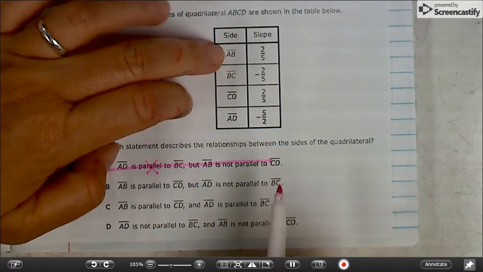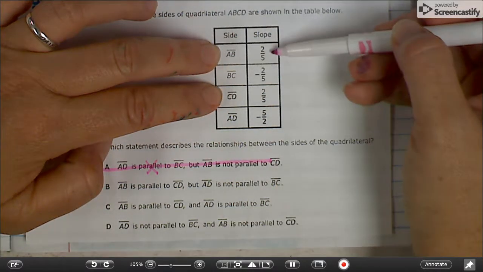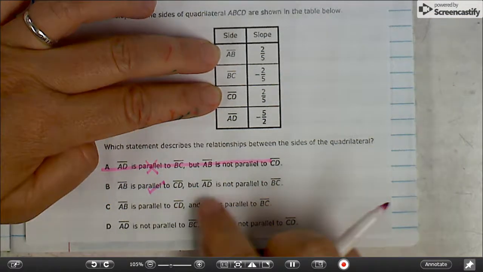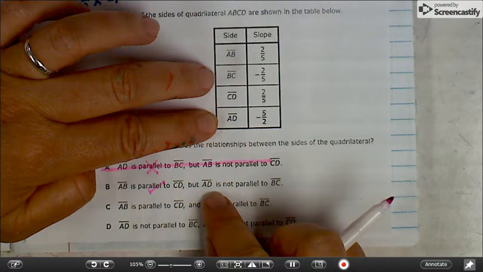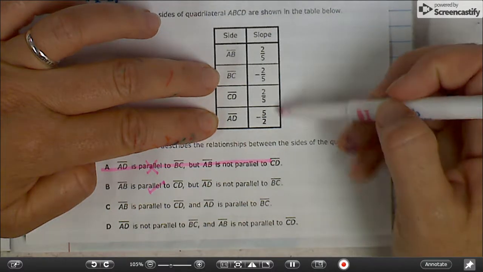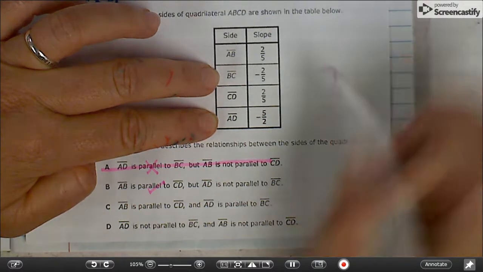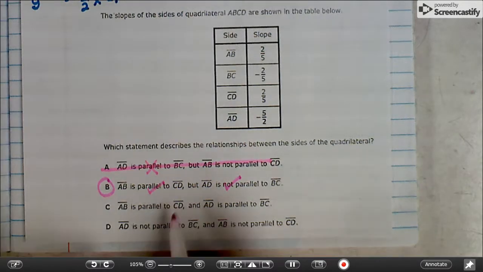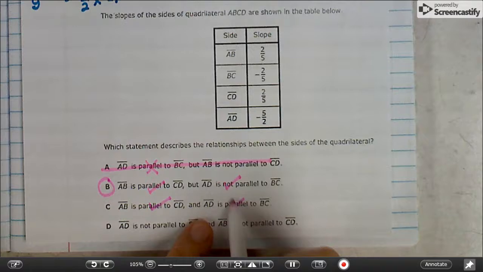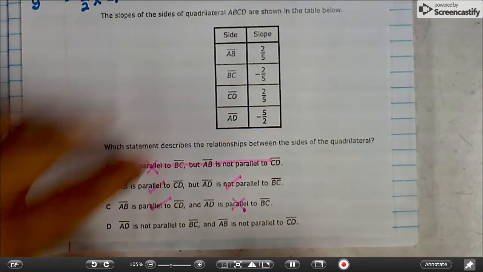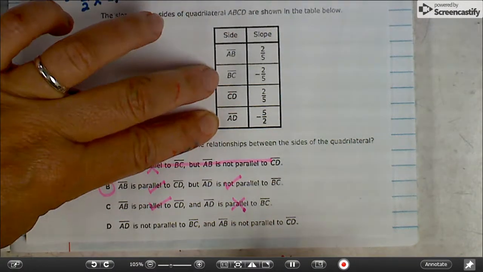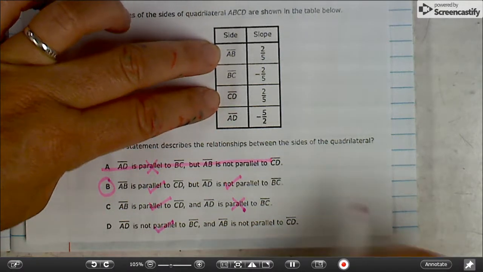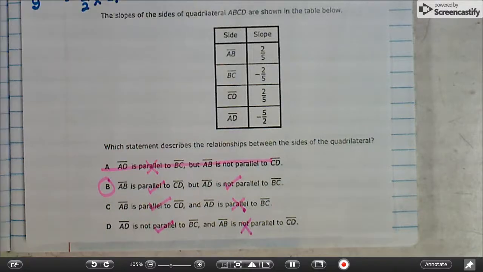B, AB is parallel to CD. Well, those slopes are the same, so that's true. And then it says, but AD is not parallel to BC. And that's true also. Those are not parallel. So this would be the right choice, but it would be smart to check the other ones. We already know this is true and this is not true. And here it says AD is not parallel to BC, which is true. AB is not parallel to CD, which is not true. So we have the right answer.